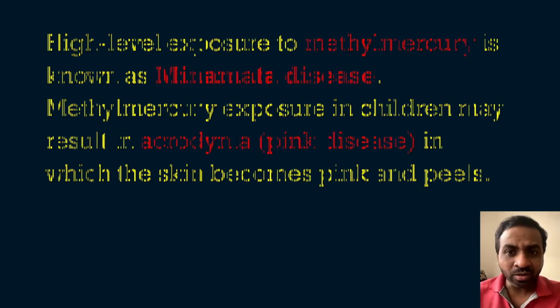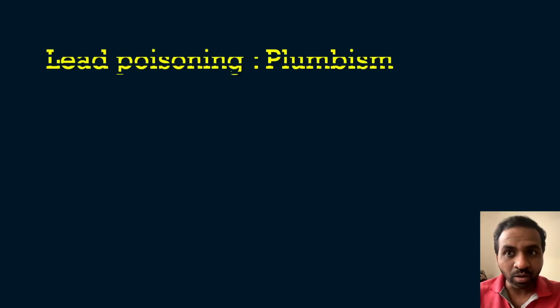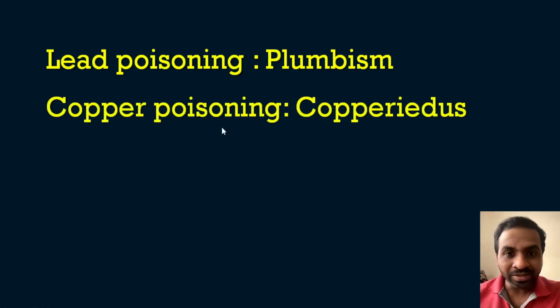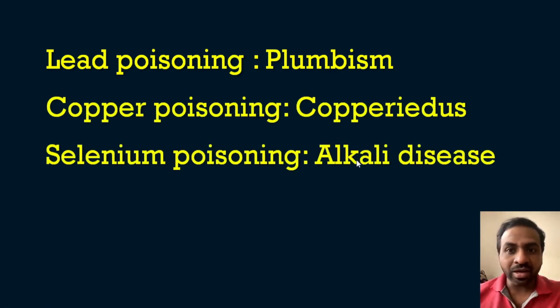So what are the other options? We have given three other options, which are also names of diseases from other substance poisoning. Lead poisoning is known as Plumbism. Copper poisoning is Copperidus, and another option was selenium poisoning, which causes alkali disease. So these are the other options: lead poisoning, Plumbism; copper poisoning, Copperidus; and selenium poisoning, alkali disease.